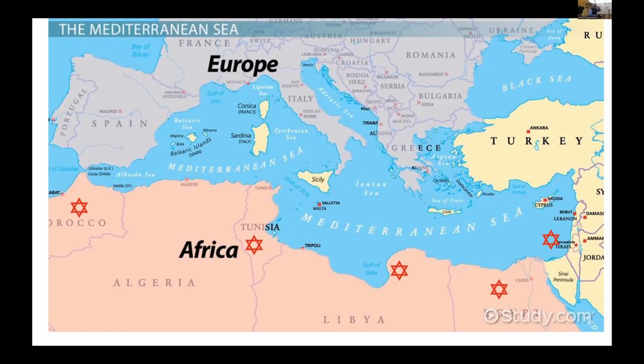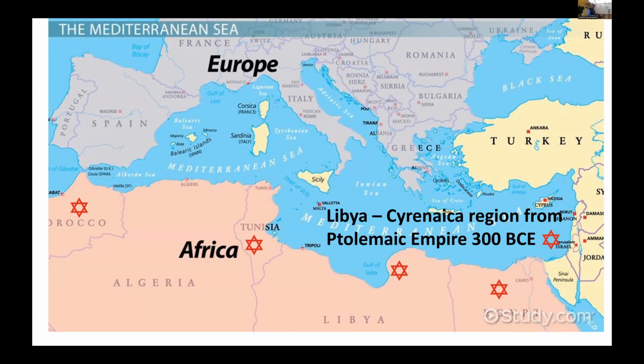As I showed you, Jewish people during the Roman Empire also settled along the Mediterranean Sea, both north and south. But here, let's look at the south part of it. There were a lot of Jewish communities in Egypt and Alexandria. There was a very strong Jewish community in Libya and Tunisia and Morocco, those along the Mediterranean Sea. And in Libya, there's the Cyrenaica region, which had a huge Jewish community in Ptolemaic time.